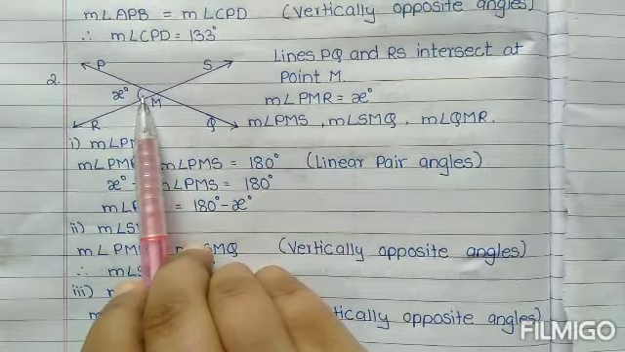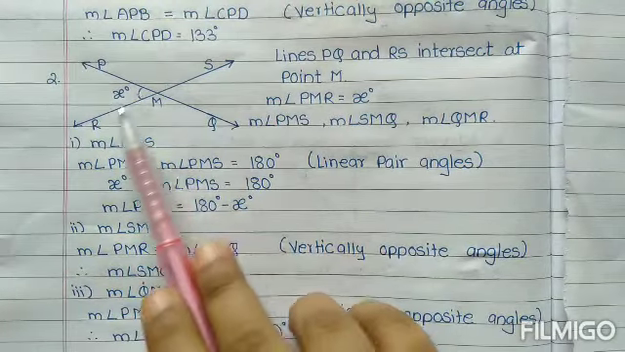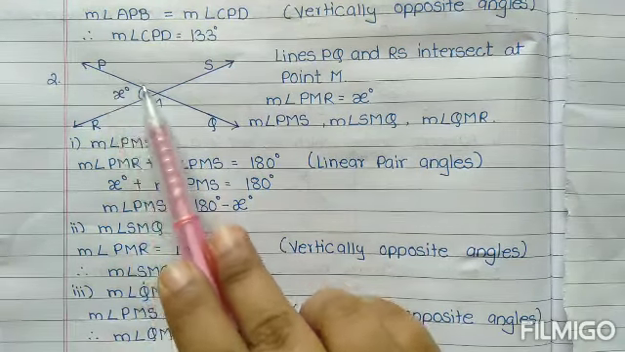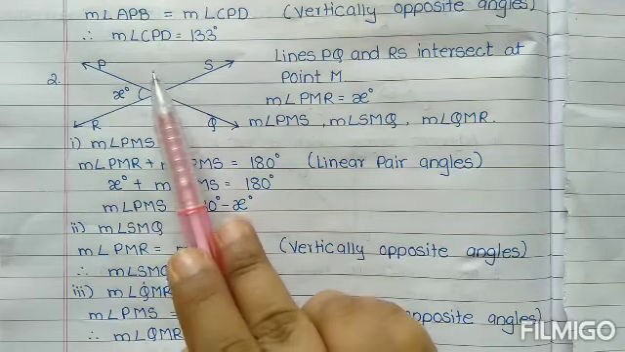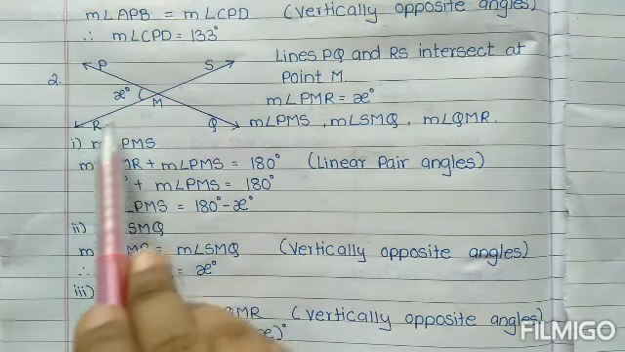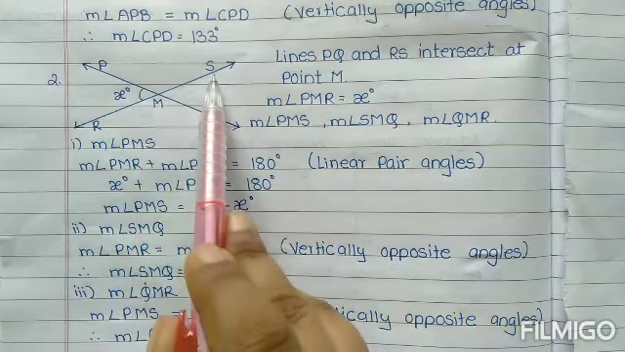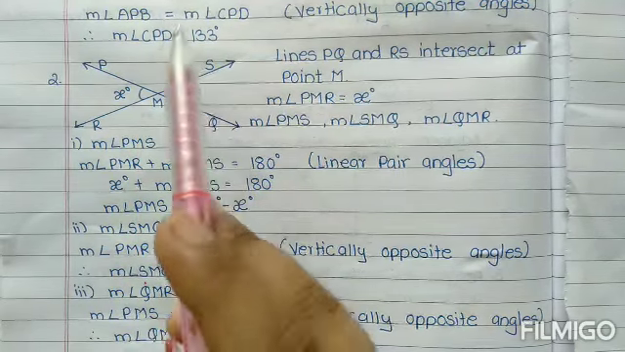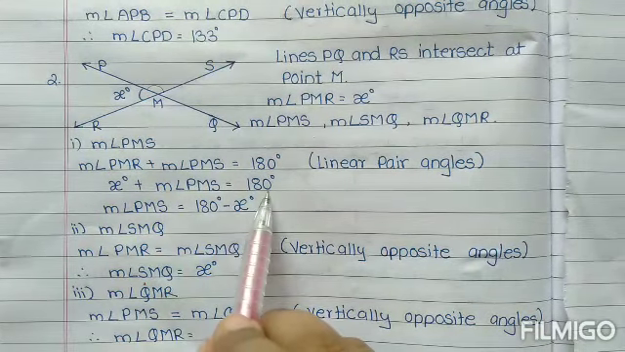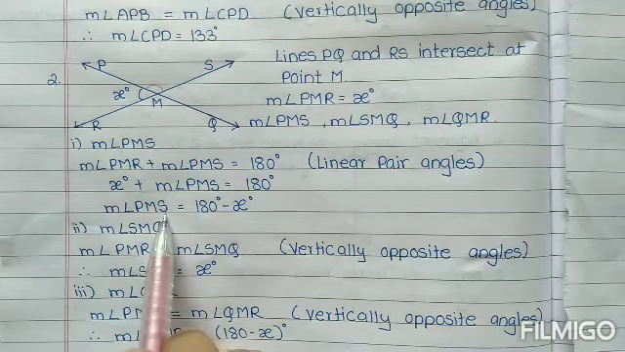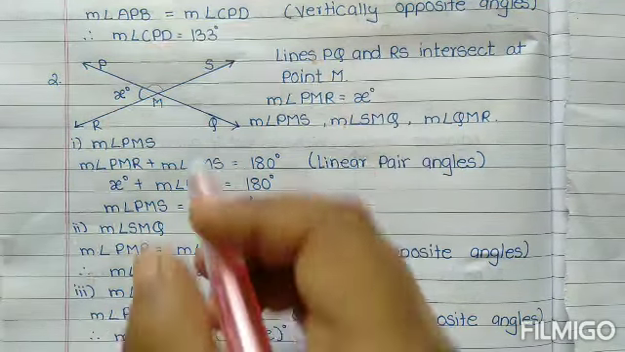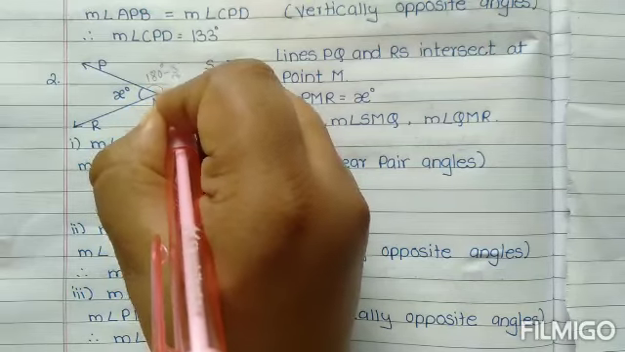Question second. Line PQ and line RS intersect at point M. Angle PMR is x degrees. Find out the measurement of the remaining three angles. PMR and PMS are a linear pair. So their sum is supplementary, 180 degrees. So the measure of angle PMS is 180 minus x. So what is this measurement? 180 degrees minus x.